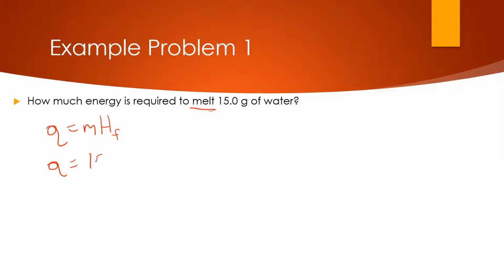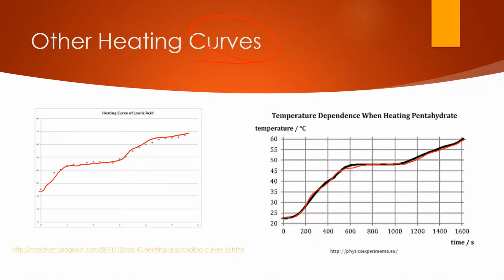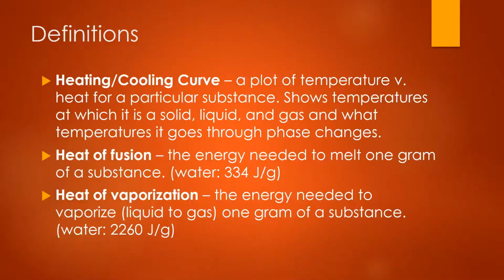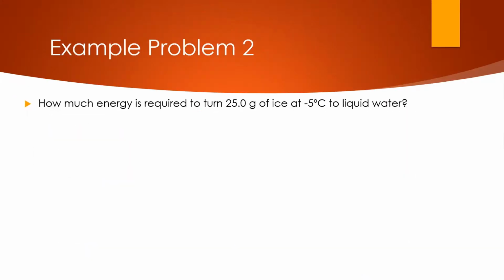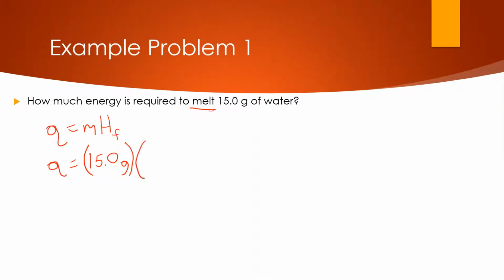The mass, 15 grams. The heat of fusion of water, if you remember, all the way back here, 334 joules. Let's go ahead and write this value down because we're going to need that one too. 2,260. Okay. 334 joules per gram. Grams cancel out, and I'm left with joules, which is good.